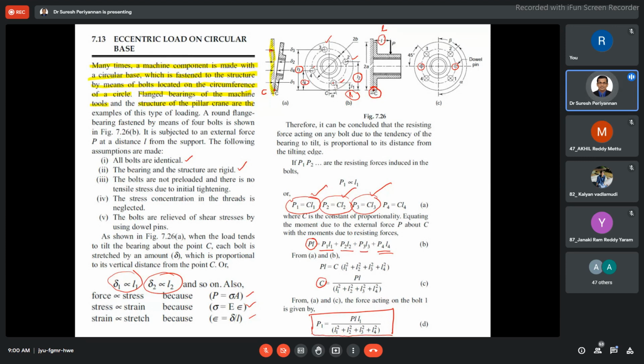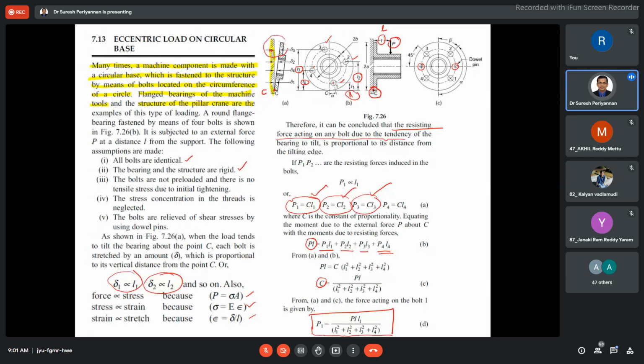Now we'll see the resisting force we are calculating here, while the load P is acting at an offset distance L from the frame. During that time, the resisting force acts on any bolt due to the tendency of the bearing or bracket to tilt. Due to this tilting effort, the flange tries to deform or deflect here.